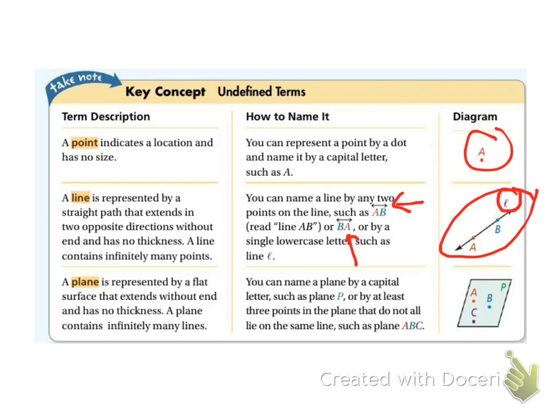A plane, you can picture that like a piece of paper. A plane is a flat surface that extends without end and has no thickness. So sometimes planes are named with one letter in the corner. So this one is plane P. We can also name it using any 3 points on the plane. So this is also called plane ABC. You don't do anything above it to name a plane.